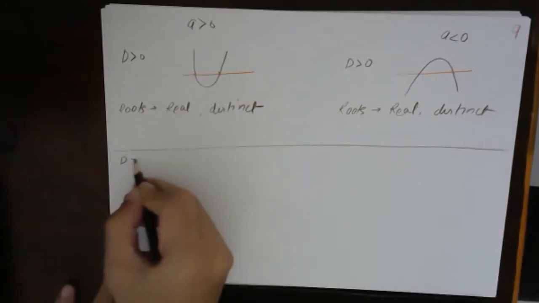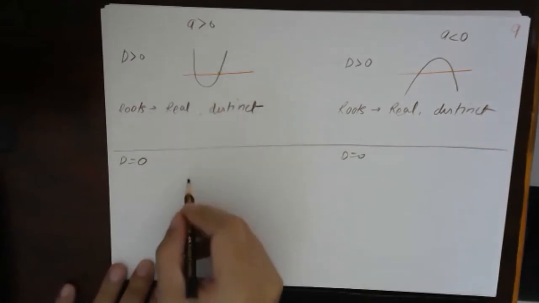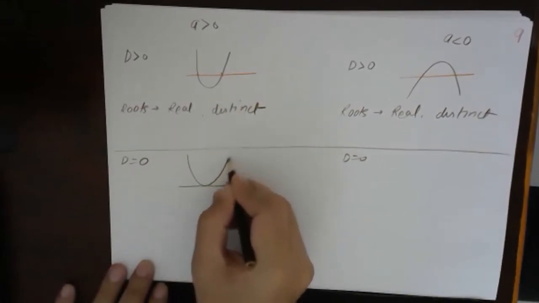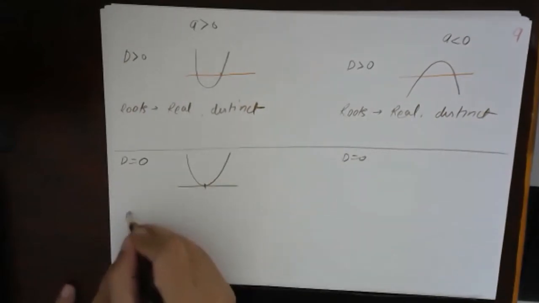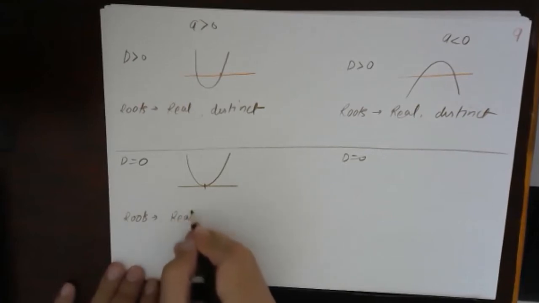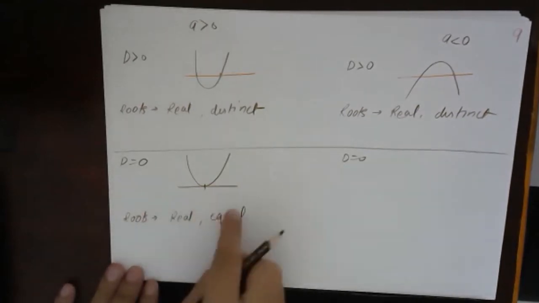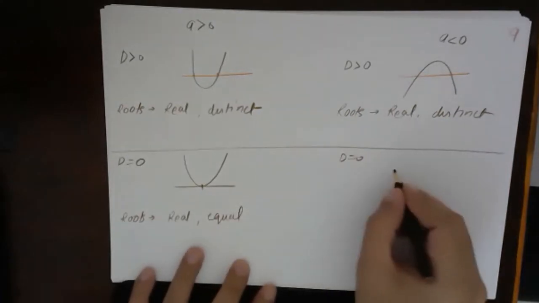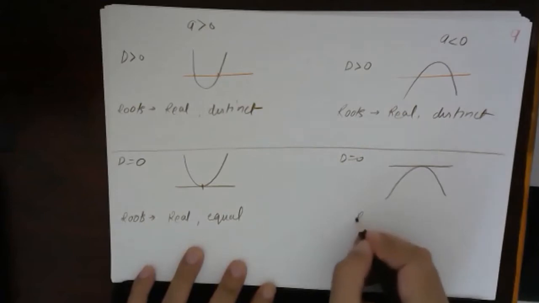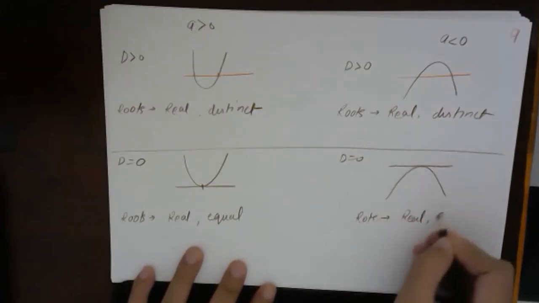Next is when D is equal to 0. When D is equal to 0, for a greater than 0, we'll have this kind of curve. So here the roots will be again real but equal. In this case also, downward facing, the roots will be real and equal.